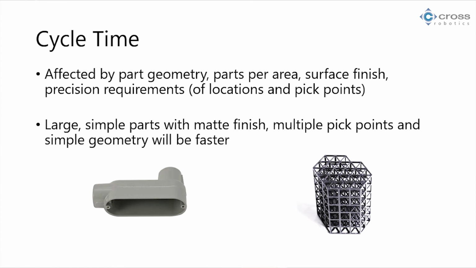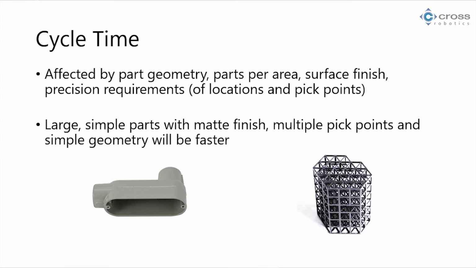Cycle time considerations: this is going to be affected by a lot of things. There's a lot of tweaking that you can do, but in general, it's going to be affected by your part's geometry, the packing density of your part in the bin, the surface finish, and how precise you need your pickup location to be. So if you say, I've got this part, but I have a small vacuum cup and can only pick it up exactly in this location, it's going to take a longer time to find a perfect match for that, right? It's going to need to do a lot more computation in the background.